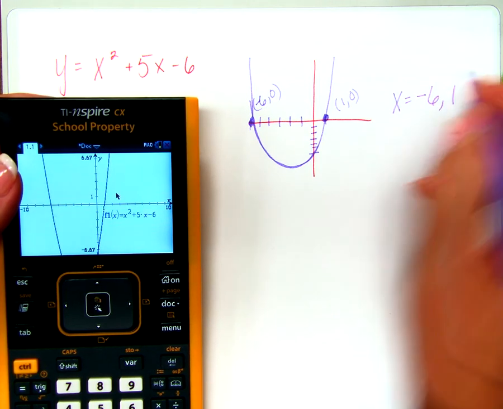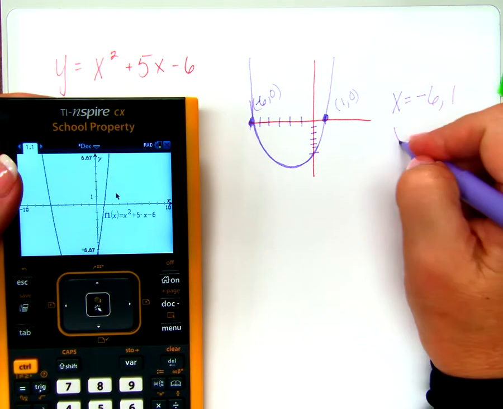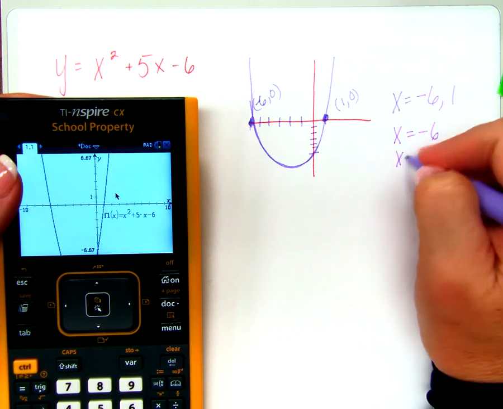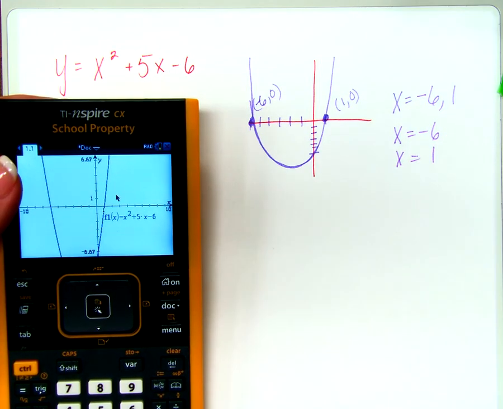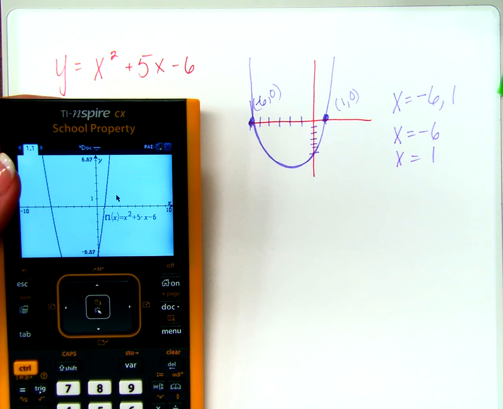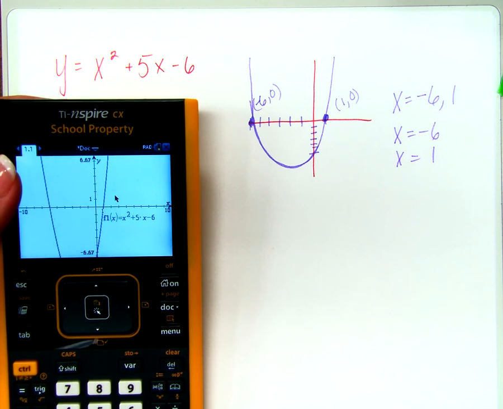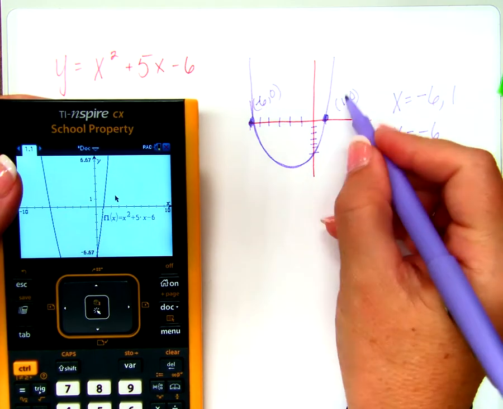I've got 2 places where it crosses the axis, and I wrote the name of the 2 points that it crossed the axis at. Now I need my solutions. What are my solutions? Negative 6 and 1. Now, some people like to write x equals negative 6, x equals 1, and we'll get there in just a second. It crosses at negative 6 and it crosses at 1.